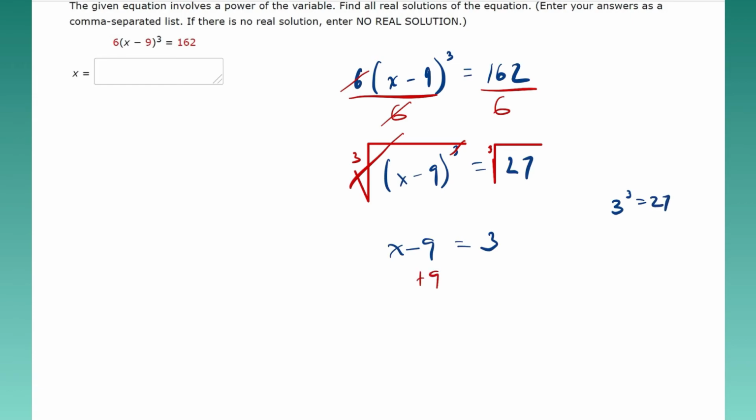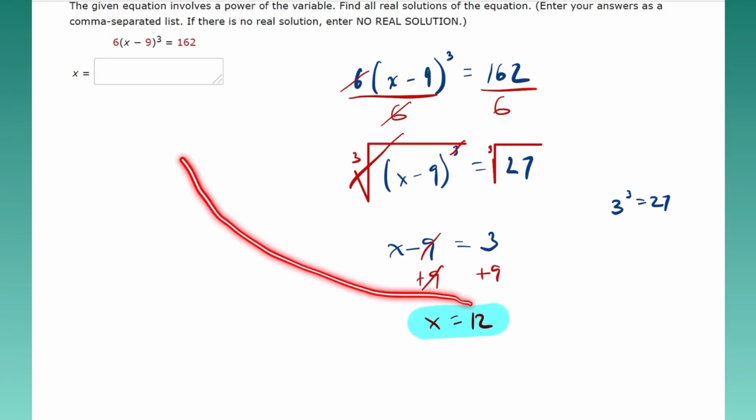You could also always check your answer if you want to. Plug in 12 for x. You get 12 take away 9 is 3. 3 to the third power is 27. 27 times 6 is 162. So it does check out.